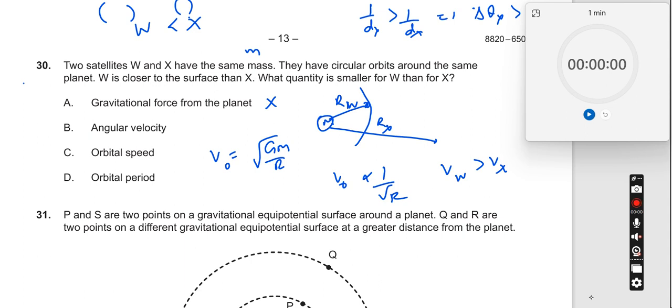Am I right? See, Rw is less than Rx, so therefore Vw should be greater than Vx. Okay, so therefore this is also not the correct one. See, because we want lesser here, right? Because here it is greater, so this is not the correct one.